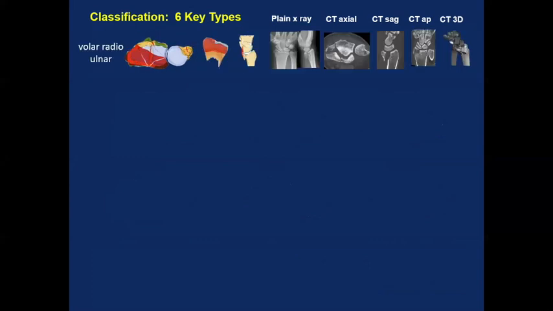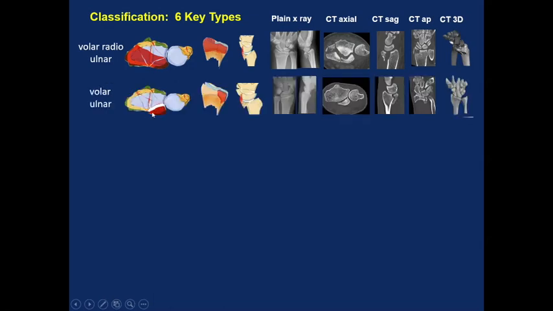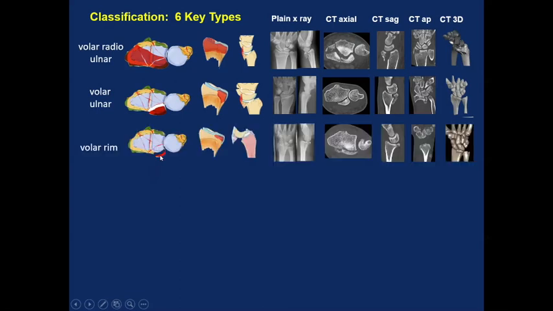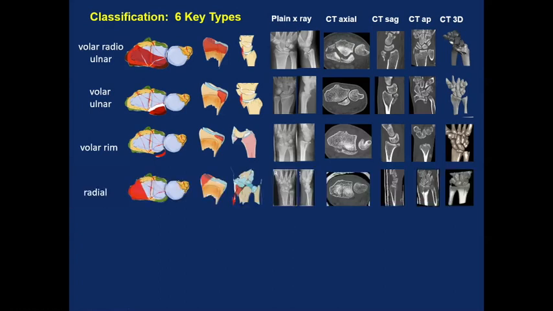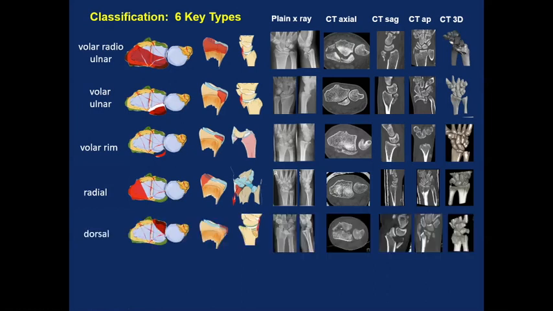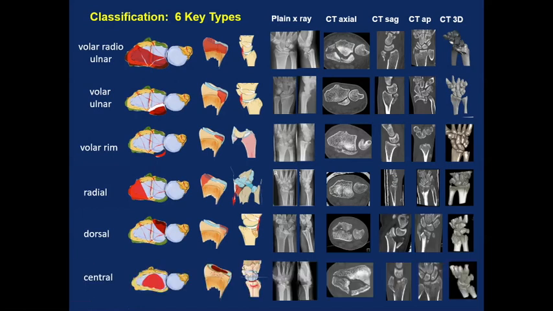So we have the volar radio-ulnar fragment, which is depicted in red here. This is the part of the joint surface that displaces. Then we have the volar ulnar corner, the volar rim, very little thin corner, but very dangerous because it's the attachment of the short radiolunate ligament, the radial styloid key fragment, the dorsal ulnar fragment, and the central impacted fragments.